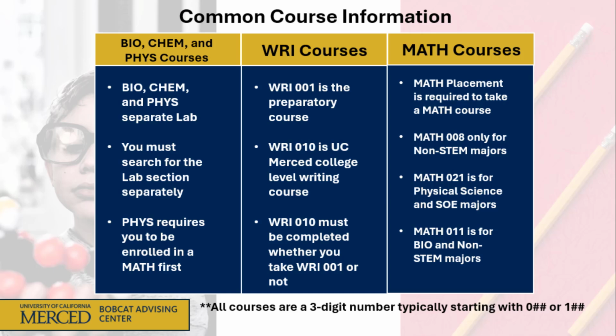Math 8 is a non-STEM major course only. So as a School of Engineering student, typically you will not take Math 8. It is also important to know that Math 21 is designed more for physical science and School of Engineering majors. Math 11, on the other hand, is a bio and non-STEM major course only. So keep that in mind, and make sure that you do not take the wrong math course. Just a quick note, all courses are typically designed to have a 3-digit number starting with 0 or 1. So in this case, you may see 001, 010, or 011.